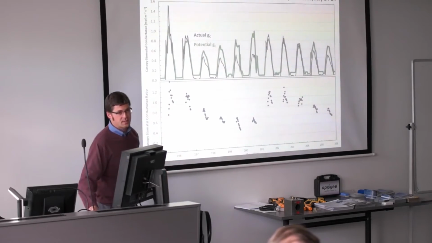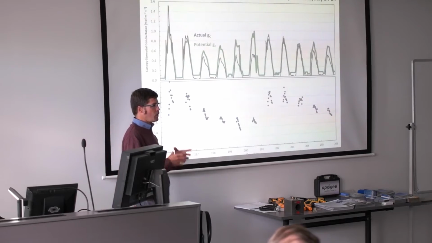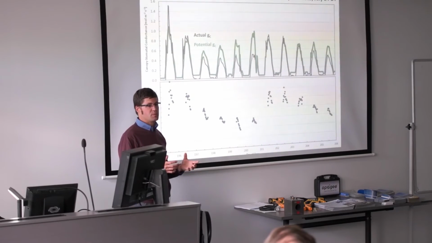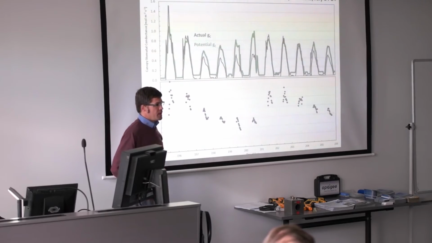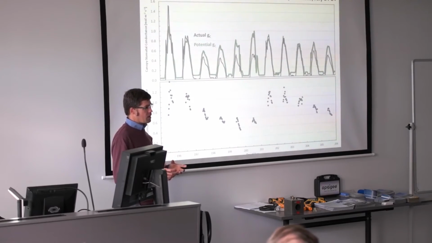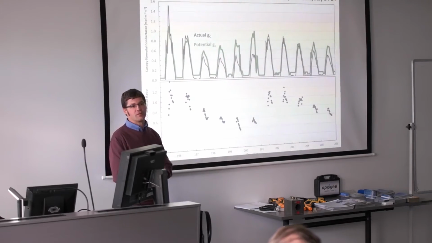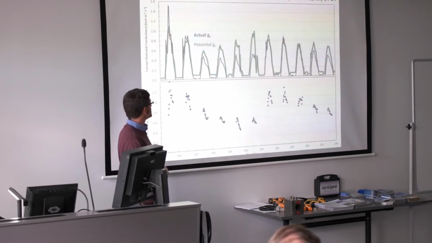The green line is actually a model calculation of canopy stomatal conductance, and we're calling it potential conductance. And so what it is, is an estimate of what we expect the canopy stomatal conductance to be if the plants are well watered and not stressed. And then the black line is our actual data, the canopy stomatal conductance that we calculated from our weather measurements and our measurement of the canopy temperature from the infrared sensor.